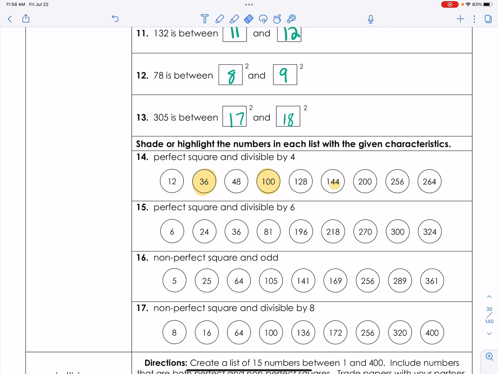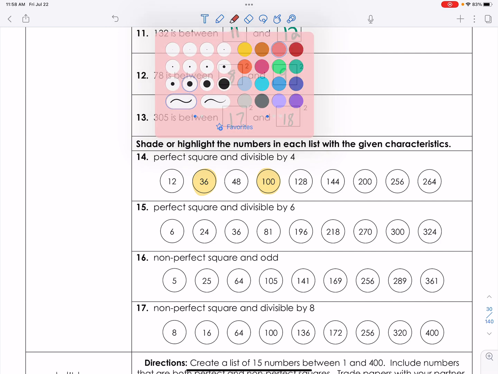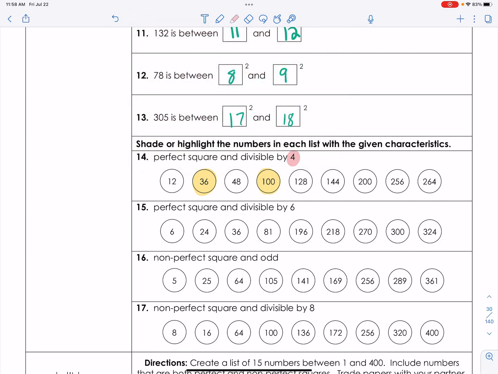144. So remember, the rule with 4 is that the last two numbers, so I'm going to use black here and then I'll kind of erase it. So is 44 divisible by 4? Yes, 44 is divisible by 4. It's 11. So then that would mean 144 is also divisible by 4. 200 is not a perfect square. 256, remember I'm just looking at the last two digits, is 56 divisible by 4? Yes, it is. So that means that this one is also divisible by 4. Okay, and 264 is not on my list.